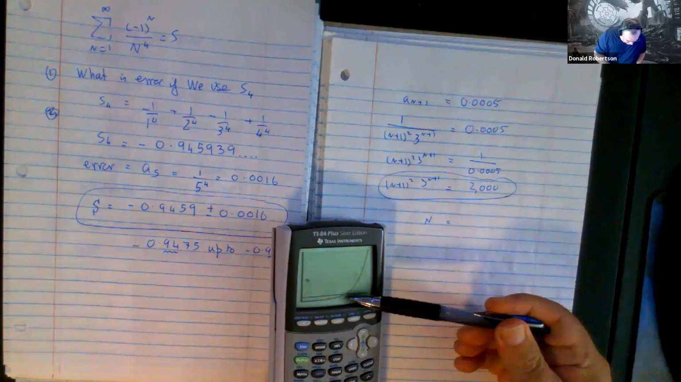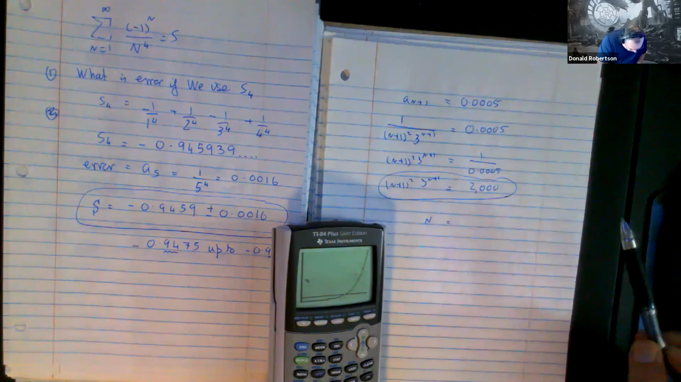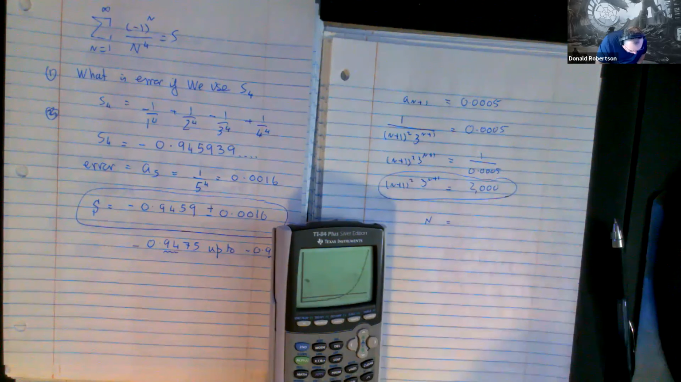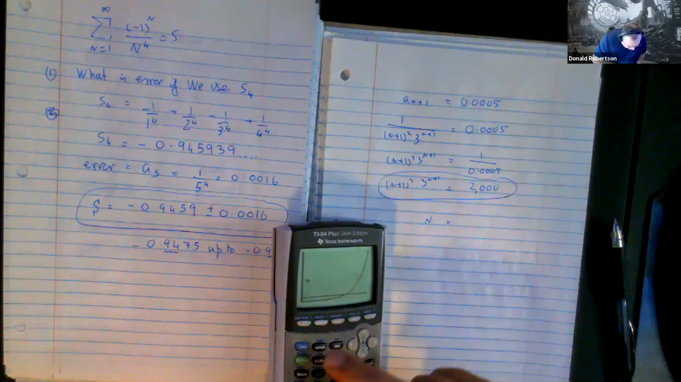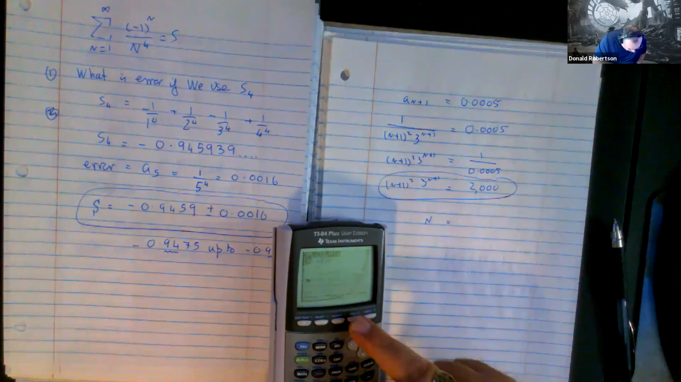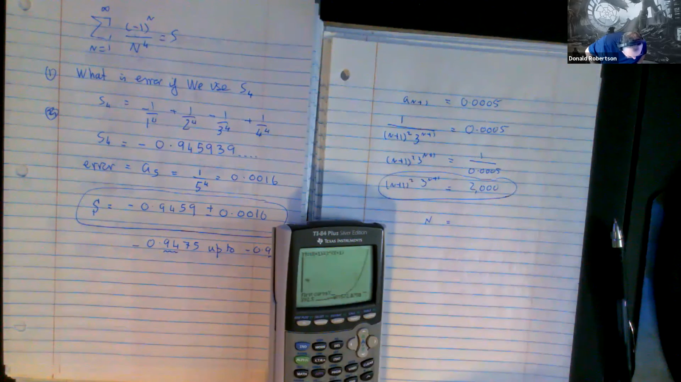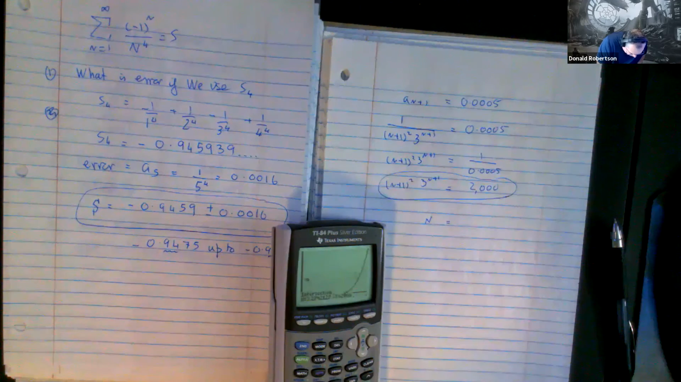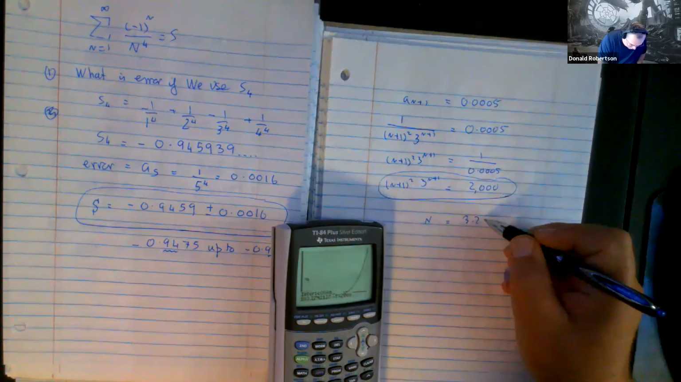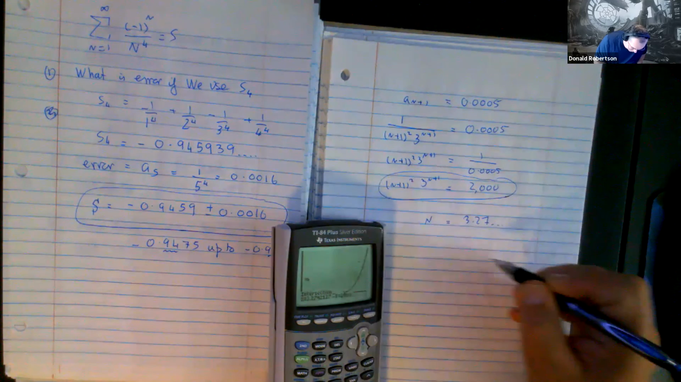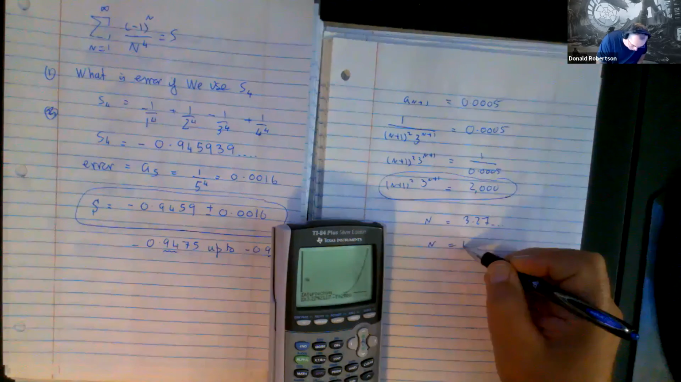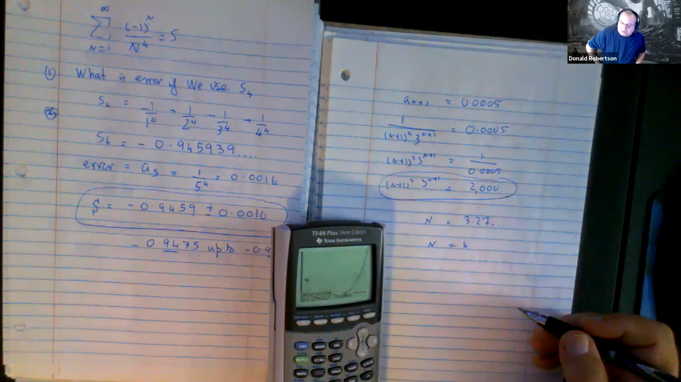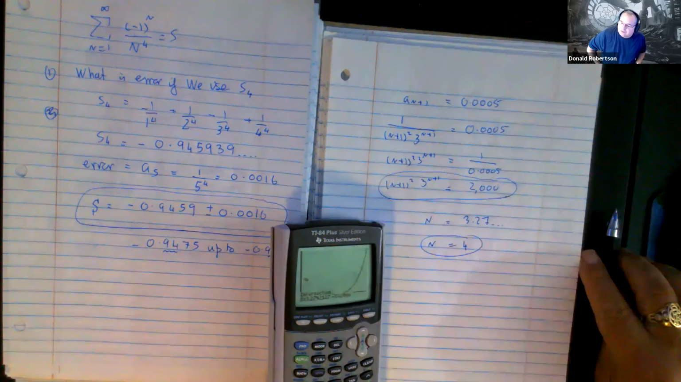Now, I could do intersection. I can find that point. I'm going to do second calc. I'm going to choose number 5, intersection. First curve, second curve, enter. And the answer I got is 3.27 and some stuff. So don't we just make n equal 4? You see, I just let the calculator figure out the solution.